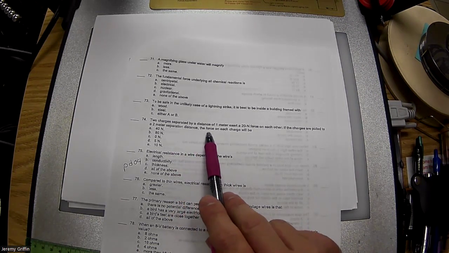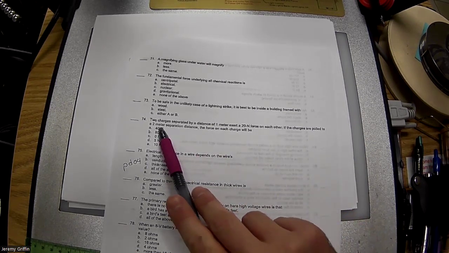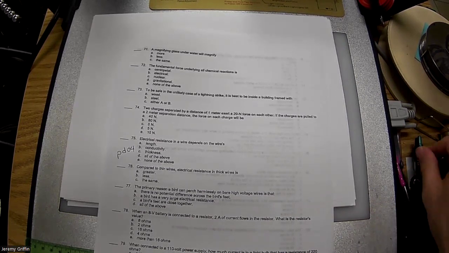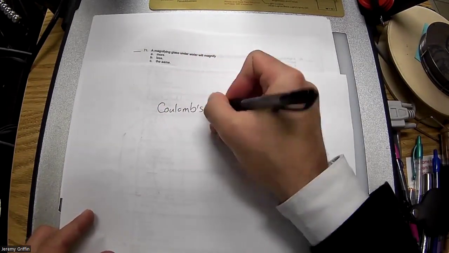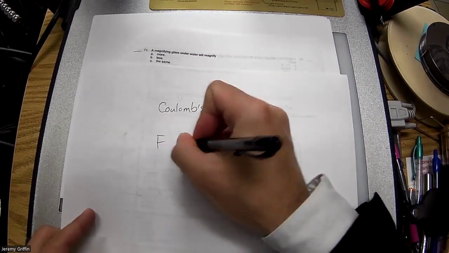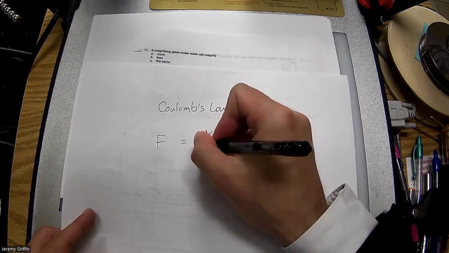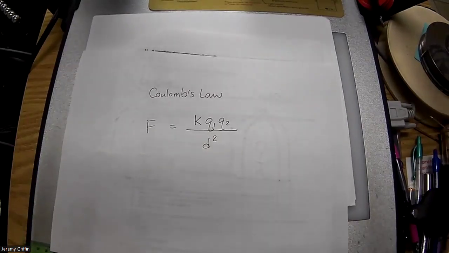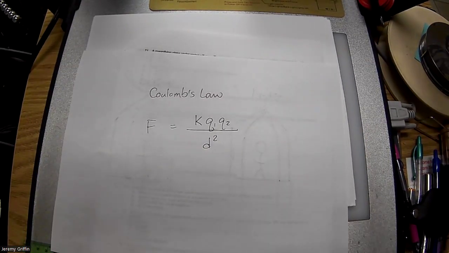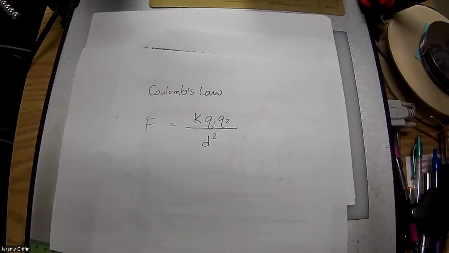2 charges separated by a distance of 1 meter exert a 20 Newton force on each other. If the charges are pulled to 2 meters separation distance, so we're going to double the separation distance, what's the new force in Newtons? So this is Coulomb's law. The electrostatic force between 2 charges goes electrostatic constant times the first charge times the second charge, in coulombs, divided by the distance squared, right? Which looks a lot like universal gravitation, doesn't it? Say the force between the Earth and the Moon, that could be GMM over R squared. It's the same structure.